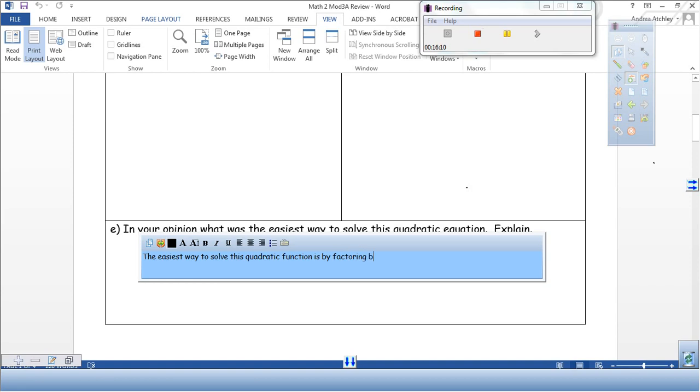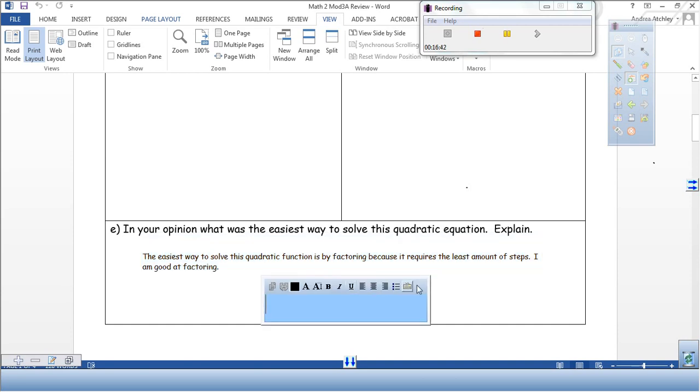We're going to explain it. And I'm going to say it's the easiest way to factor this because it requires the least amount of steps. I can also say I am good at factoring. That's another reason why it might be easiest for you to say that. But anyways, that's how you should be answering this. Explain to me what you would do on a test and why you would do it.